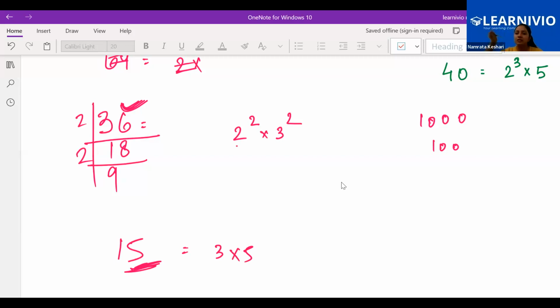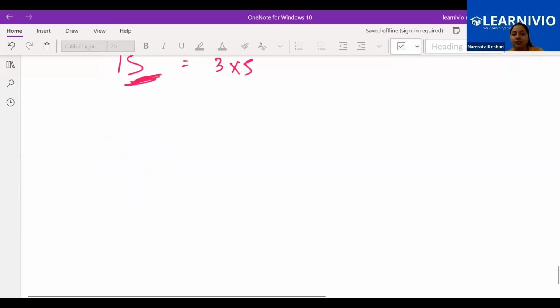So if the last digit is 0 for any number, if you want to tell me any number as an example to check, please tell me. Do you want to take any example where the number has 0 as a last digit and we will factorize that number to check whether its factorization consists of 2 and 5, yes or no? Ma'am, 40.